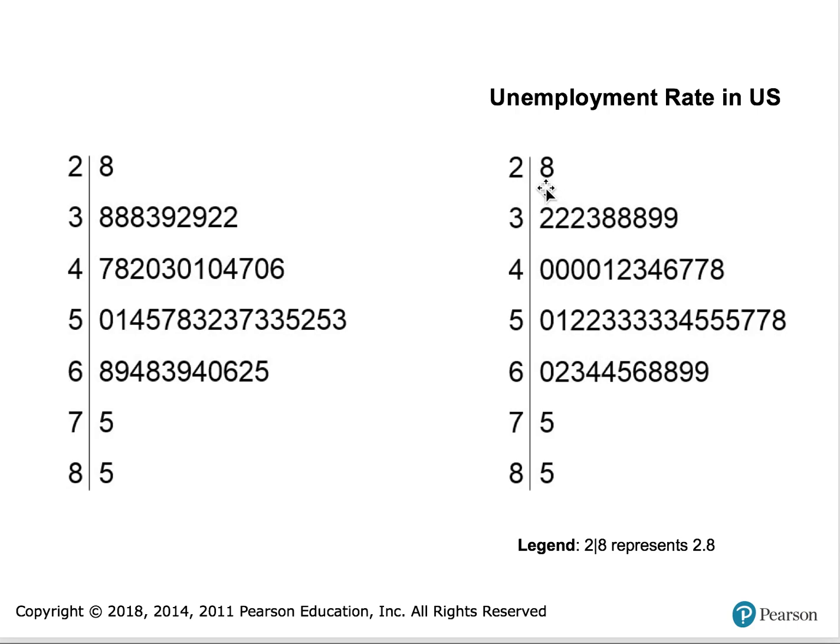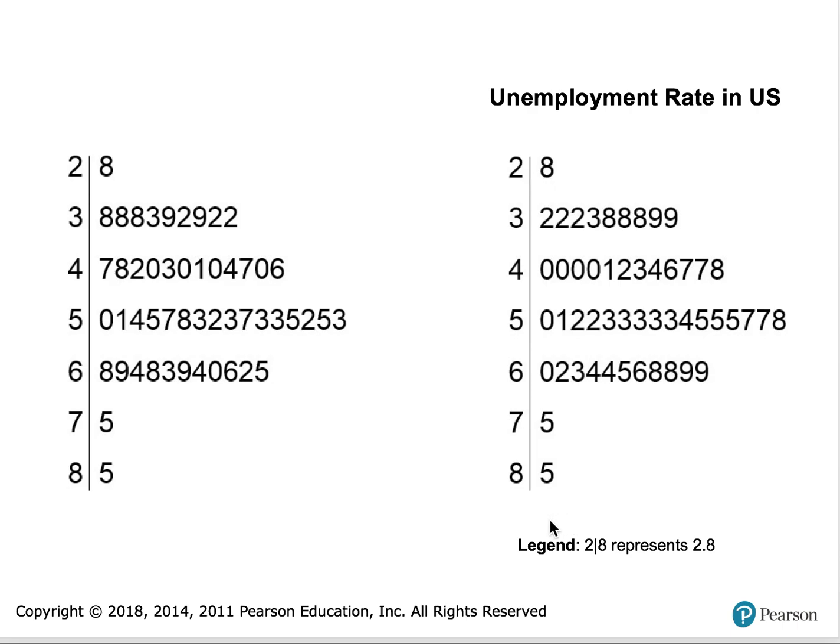This book only allows you to have one value for a leaf, but technically, stem and leaves do exist where maybe this represents 3.22, 3.23, 3.88. So you have to have a legend. There's more than one option.